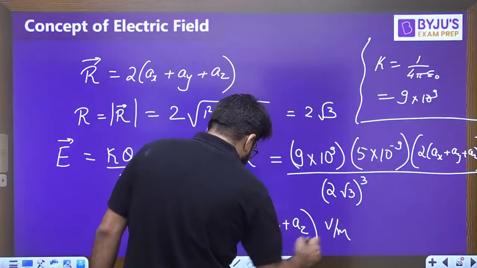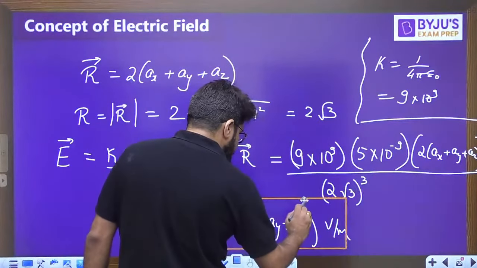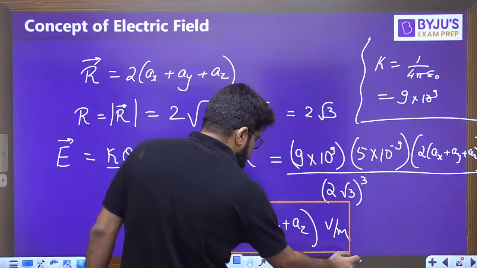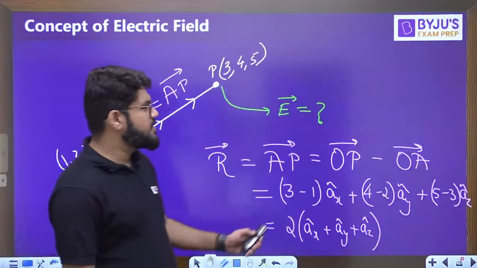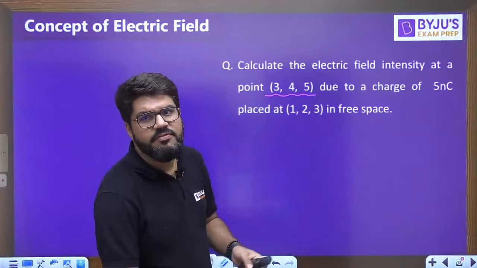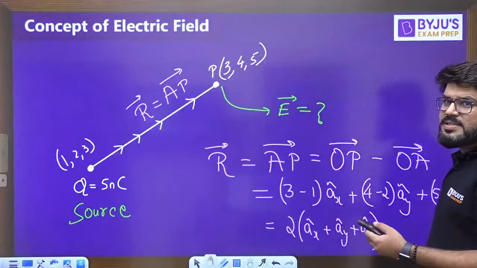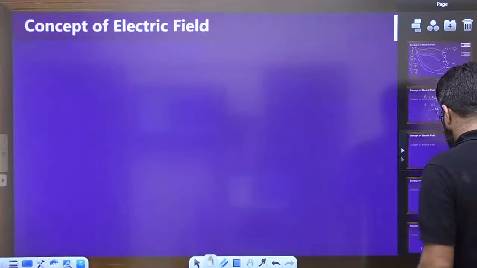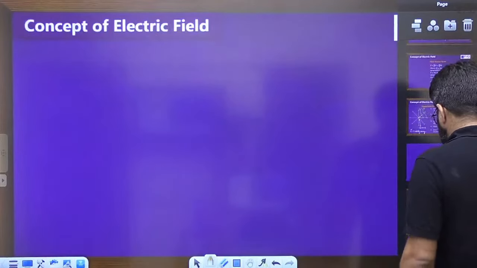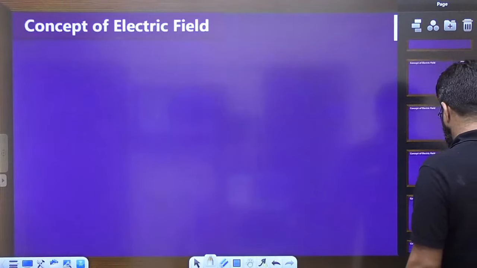What is the unit of electric field? Volts per meter, and this is your final answer in that case. This concludes your answer. 2.165 AX plus AY plus AZ volt per meter is the electric field at the given point in the free space. Right, I hope this calculation and this explanation is clear to you. Let us go to the next question.